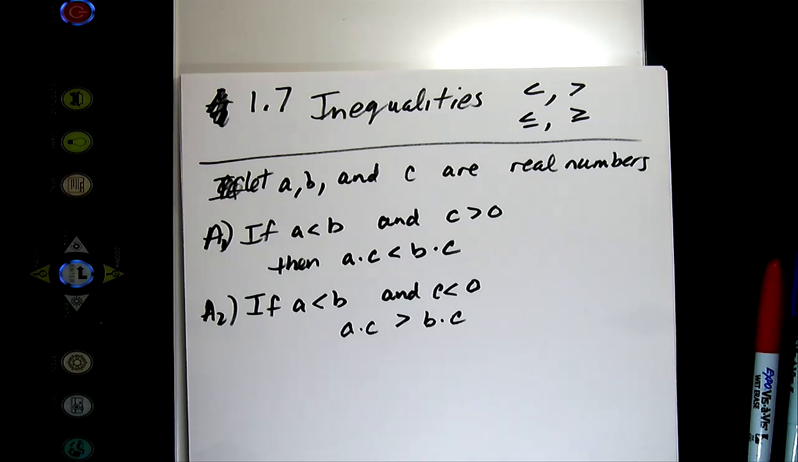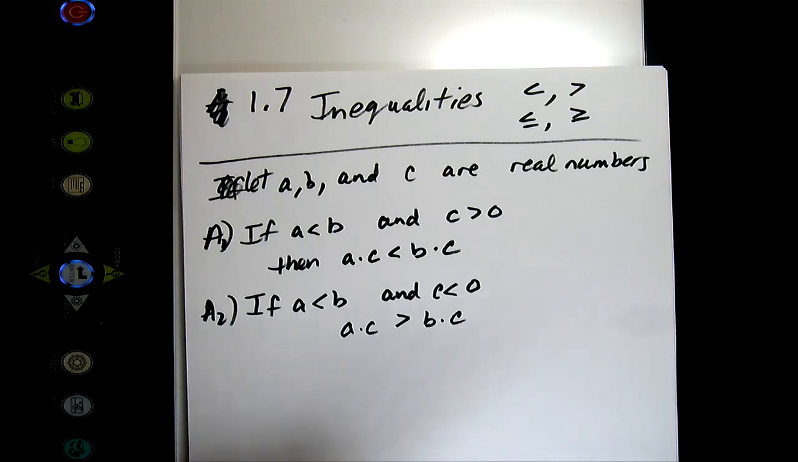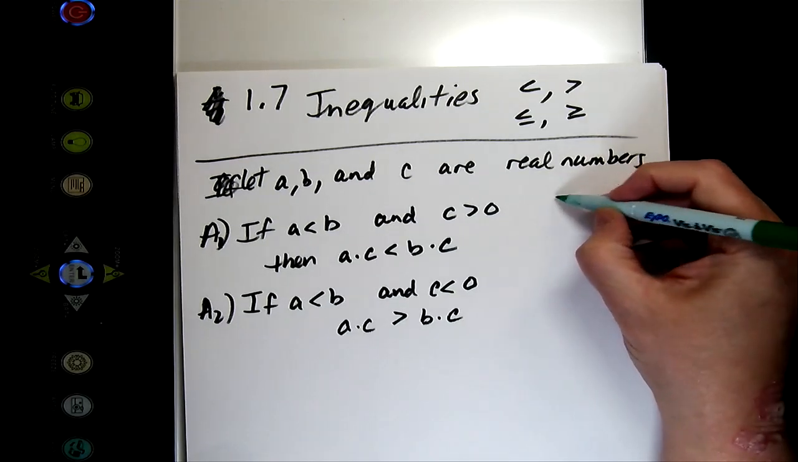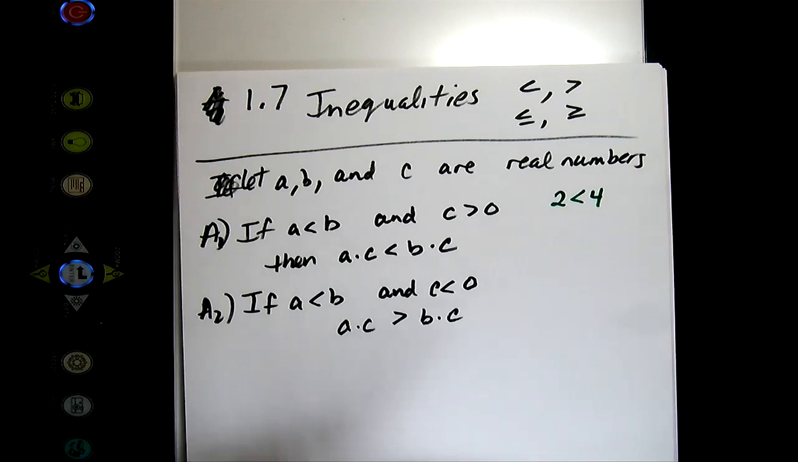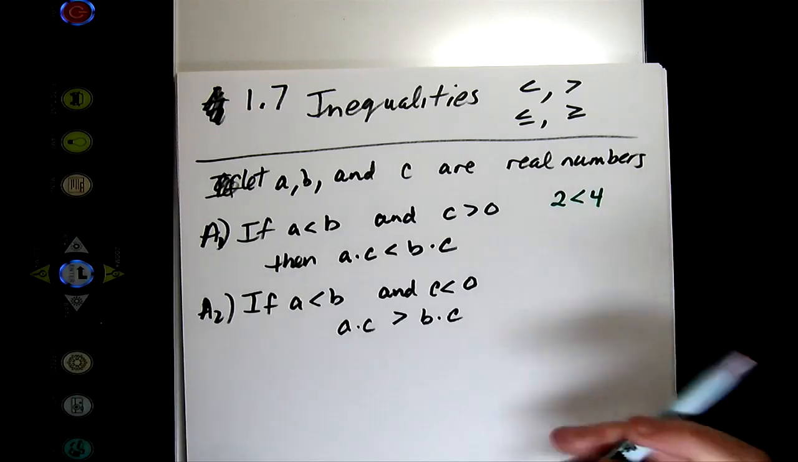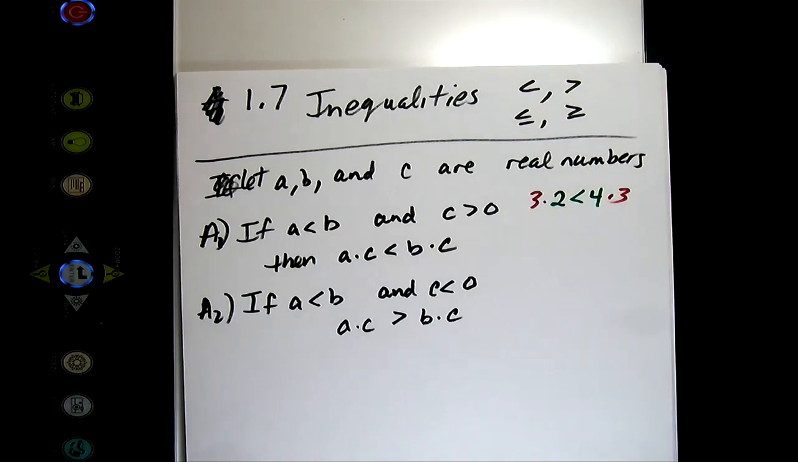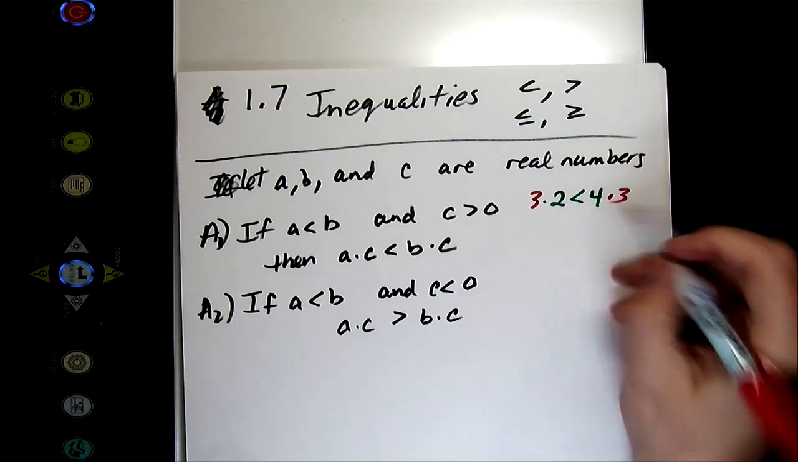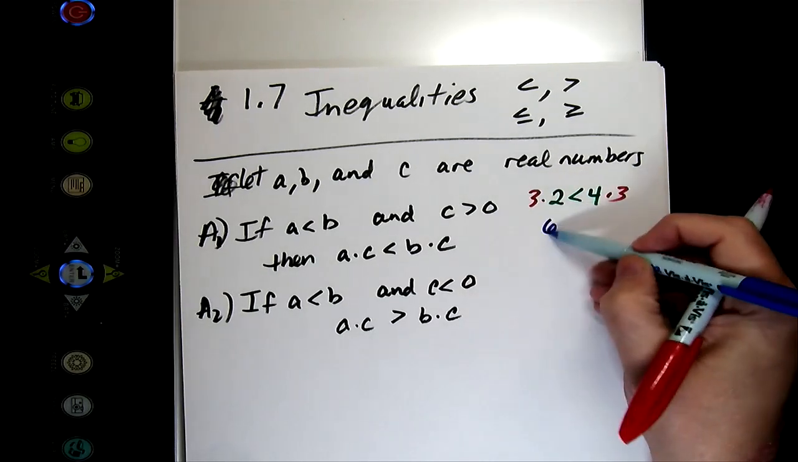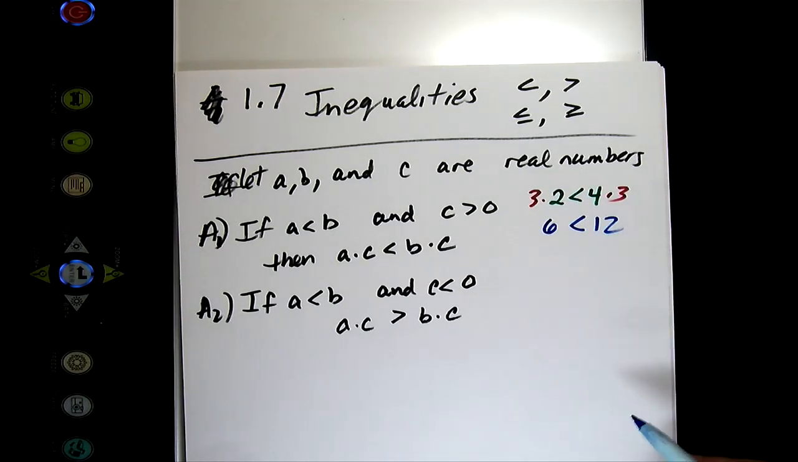And I think maybe just using some numbers here will help. Let's make some examples. This is the trickiest set of stuff. So let's say I've got 2 is less than 4, and I multiply both sides by 3. I get 6 is less than 12. And clearly 6 is less than 12.